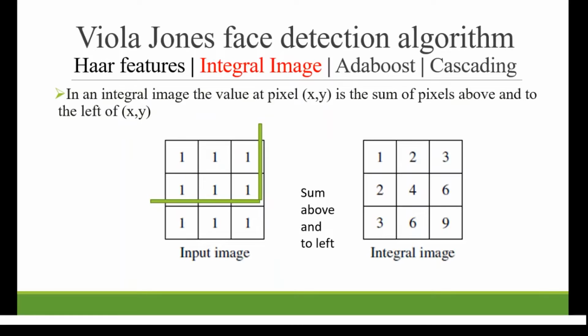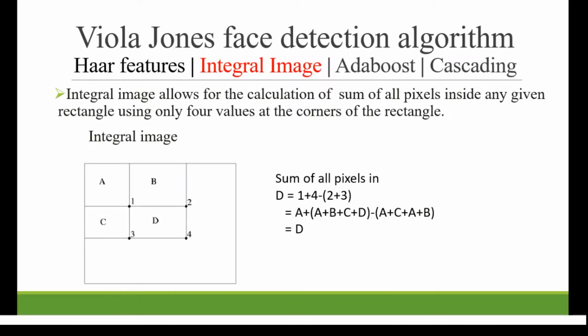Using integral image, we don't have to sum the pixels again and again. So this decreases our computation time and increases our speed. So suppose we want to calculate the sum of all pixels in D. So what we do is we calculate the sum of all this, then we subtract.